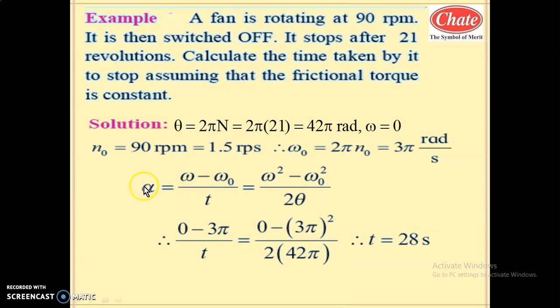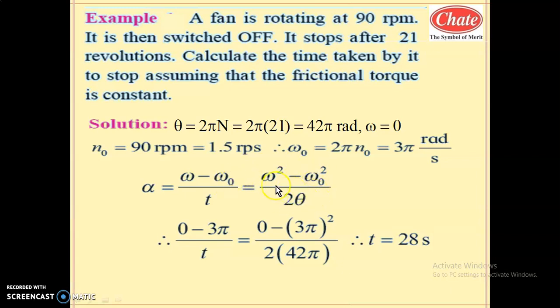But we do not know alpha, and we have to calculate the time. So how can we write alpha? Alpha can also be written using the third kinematical equation as omega square minus omega naught square by 2 theta. This is the arrangement of the alpha term using the third equation of motion.